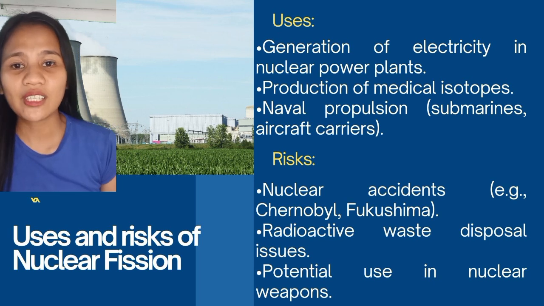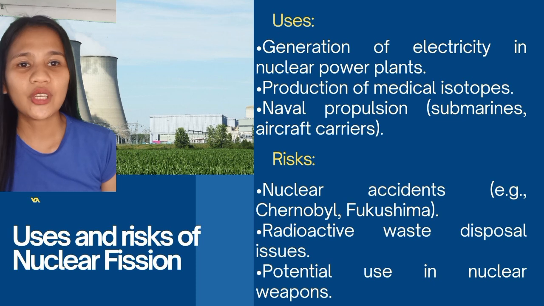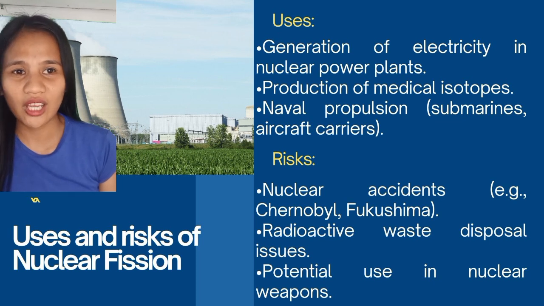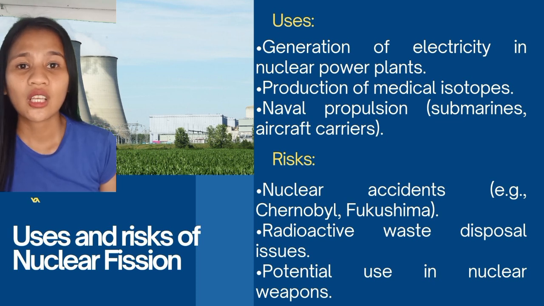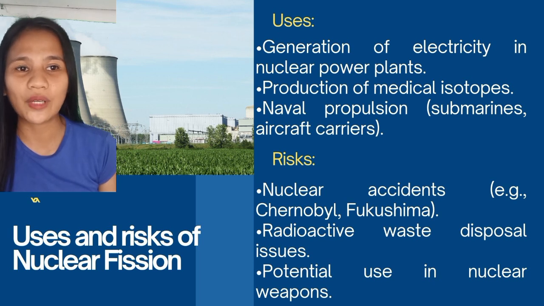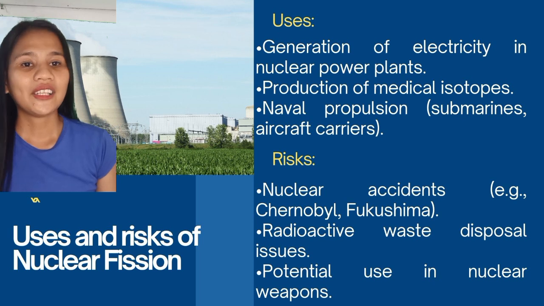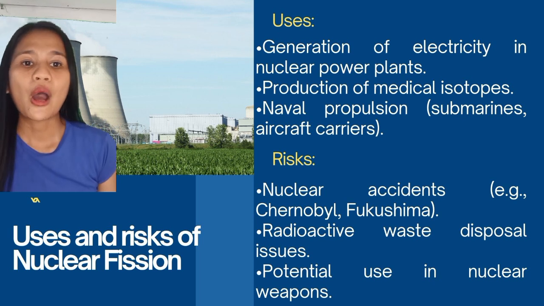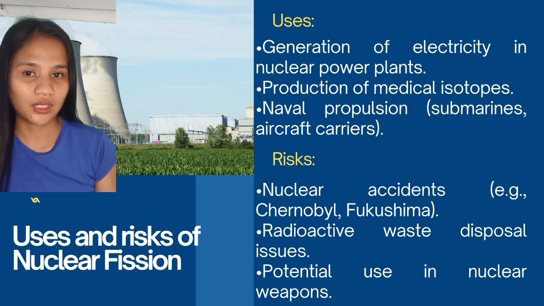But despite its benefits, nuclear fission does have challenges. A major issue is radioactive waste, which remains hazardous for thousands of years and must be carefully stored. There are also risks of serious accidents if safety is not strictly maintained, like what happened at Chernobyl and Fukushima. Lastly, nuclear fuel like uranium is not a renewable resource, meaning it can run out eventually.